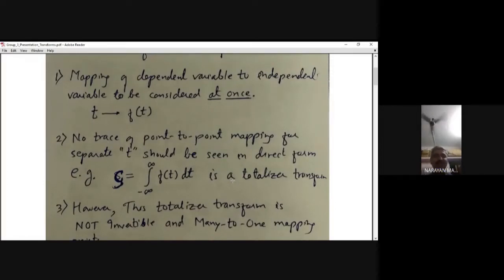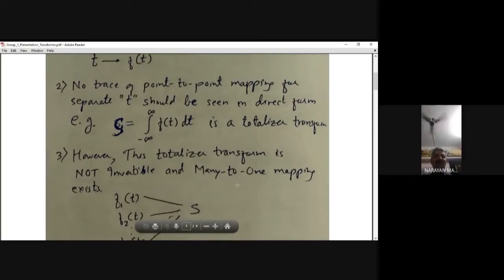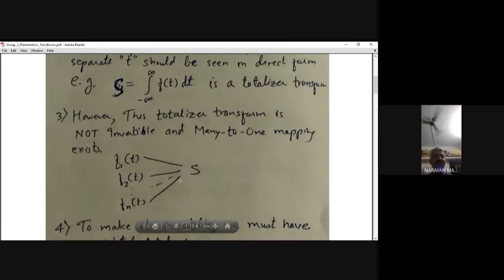So one way is a totalizer transform, that is integration. If I say S, the name I have given, as the integration of f(t) dt over entire t from minus infinity to infinity, in that case it will be the total area under the curve of that function. It is also a transform, a totalizer transform, but the problem is that it is not invertible, because multiple functions f1(t), f2(t), up to fn(t) can lead to the same S. Multiple functions can have the same area under the curve, so it is not invertible because of many to one mapping.